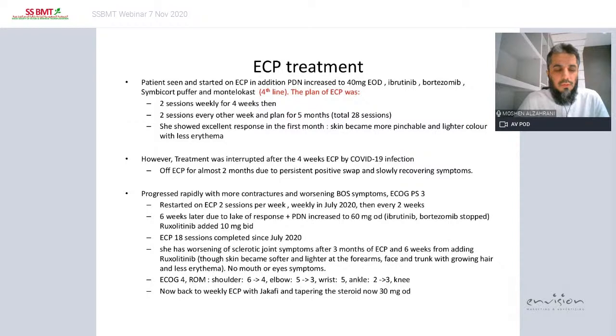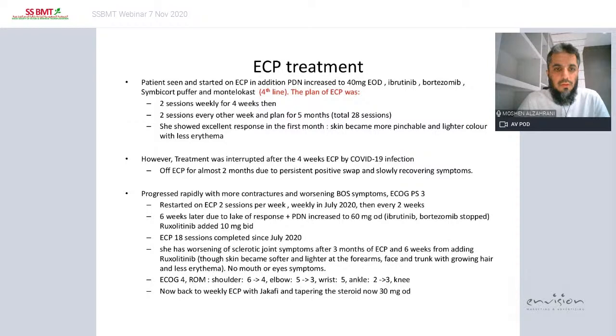She was restarted on ECP as a new patient, two sessions per week, weekly in July, then every 2 weeks. 6 weeks later, due to lack of response, the prednisone dose was increased to 60 milligrams. We stopped ibrutinib and bortezomib, and ruxolitinib was added, 10 milligrams BID. ECP completed 18 sessions since July 2020. She has worsening of sclerotic joint symptoms after 3 months of ECP and 6 weeks from adding ruxolitinib.